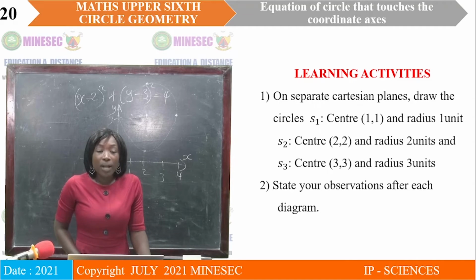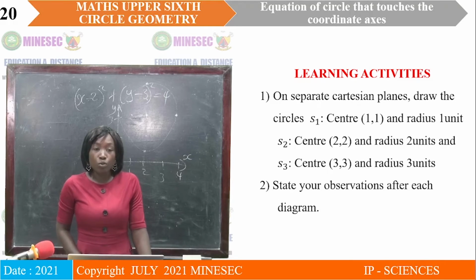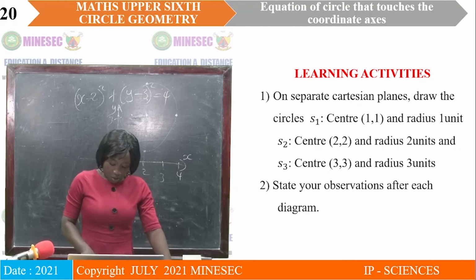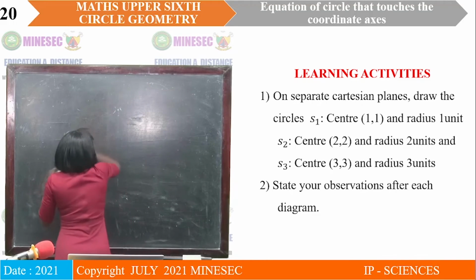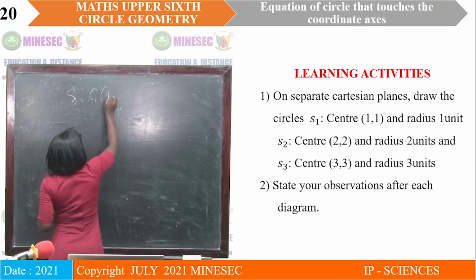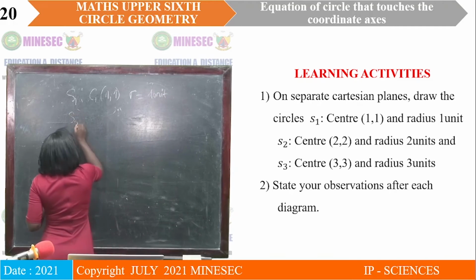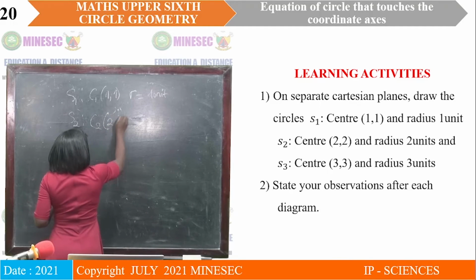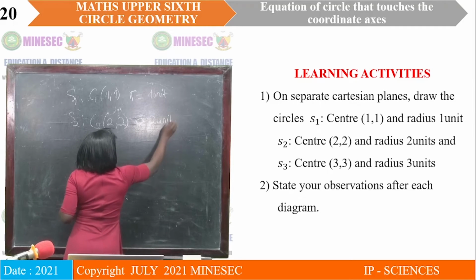On separate Cartesian planes, draw the circles S1, center (1, 1) and radius 1 unit; S2, center (2, 2) and radius 2 units. We have S1, center (1, 1), radius 1 unit; S2, center (2, 2), and radius 2 units.